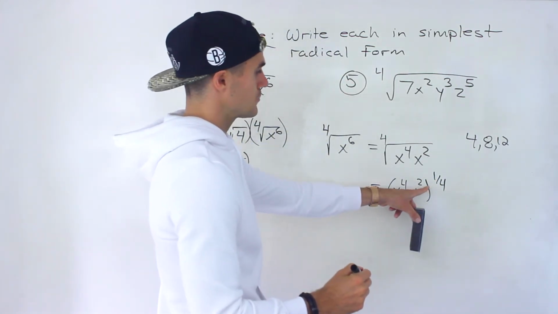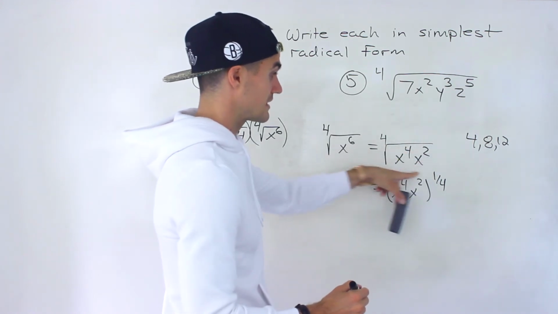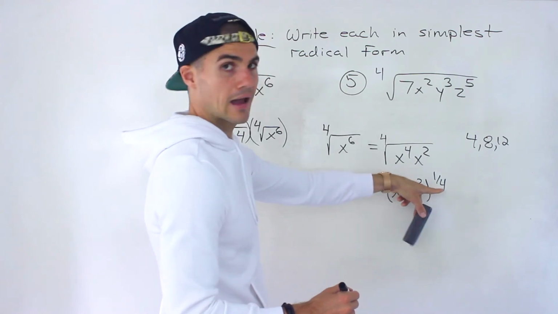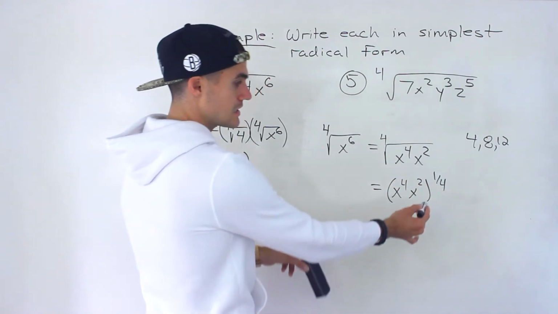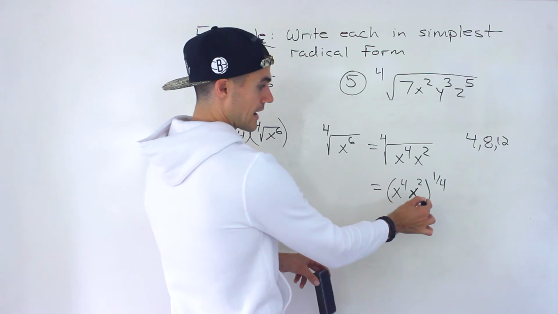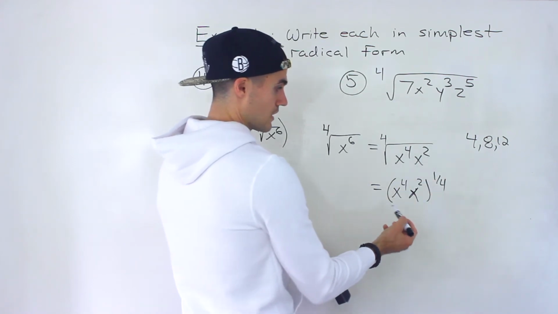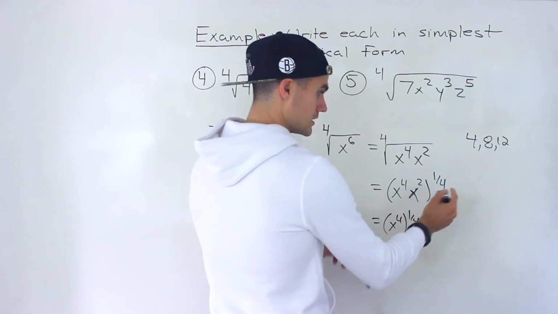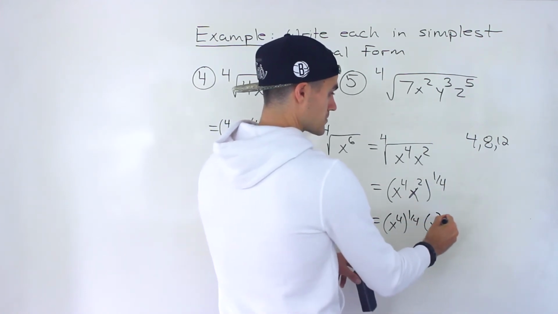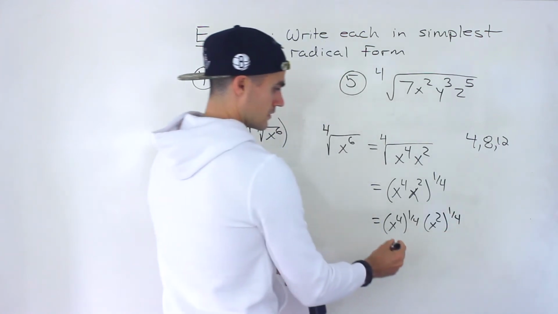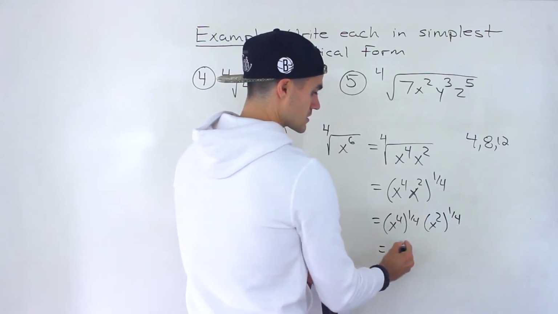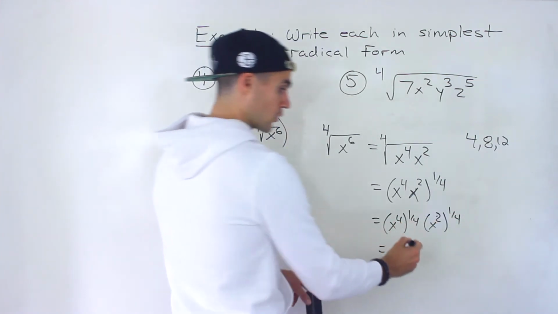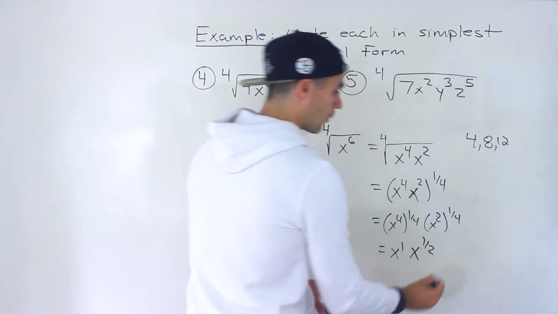You don't necessarily have to rewrite it as a rational exponent. You could rewrite this as the fourth root of x to the 4 times the fourth root of x to the 2, but I like to put the rational exponent here because you're going to see this x to the 2 and that is going to simplify. So when we distribute, quote unquote, that exponent, 4 times 1 over 4 gives us 1. 2 times 1 over 4 gives us 2 over 4, which ends up being 1 over 2.